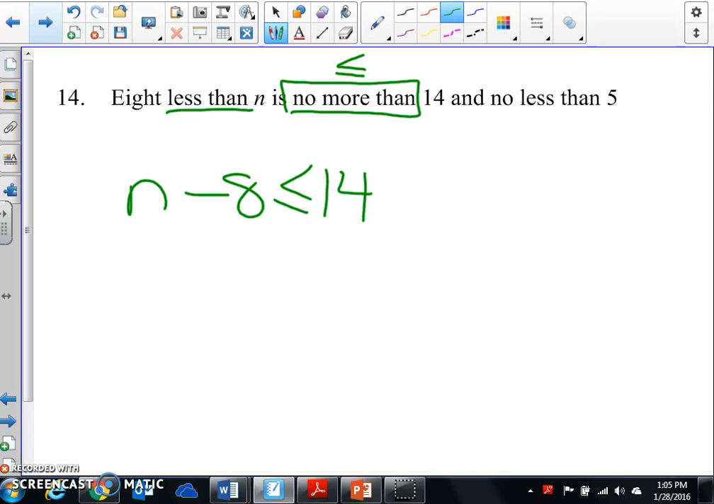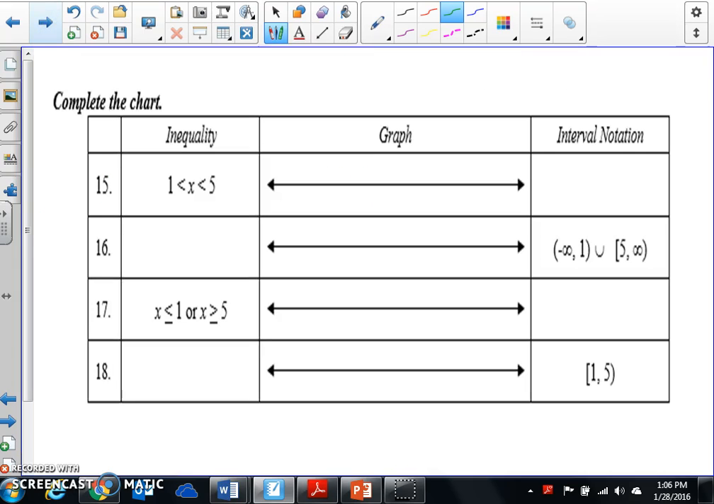And no less than 5. So no less than 5. All right, complete the chart. If I start here, all of these actually are going to have 1 through 5 on them. All right, so if I go to 1, I'm going to break this up.